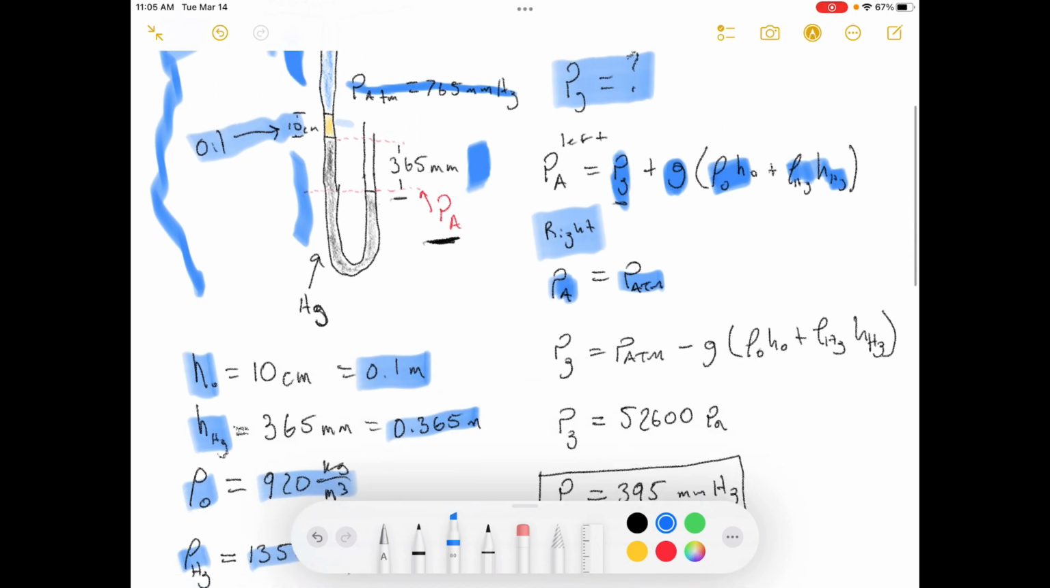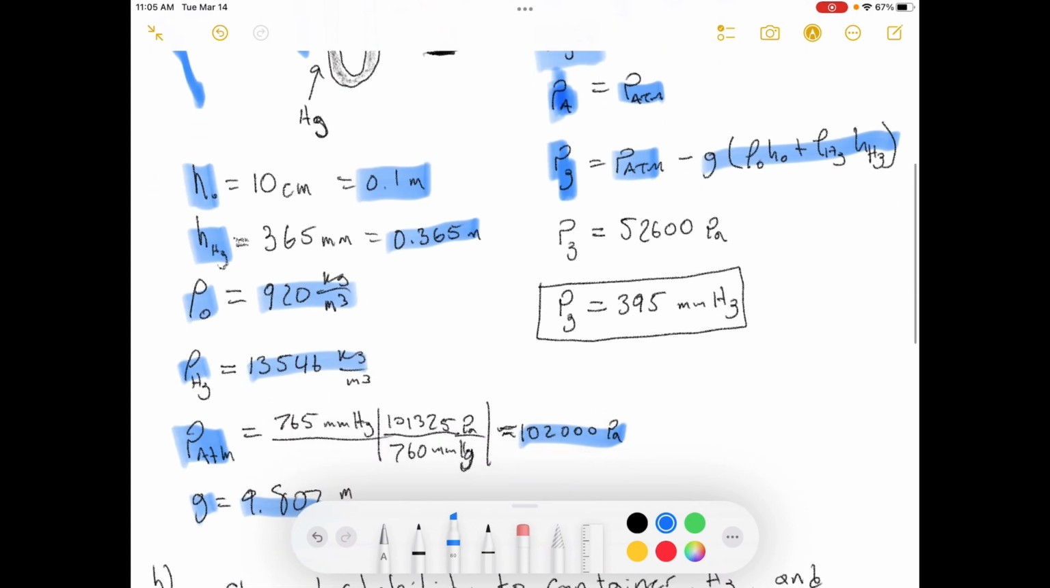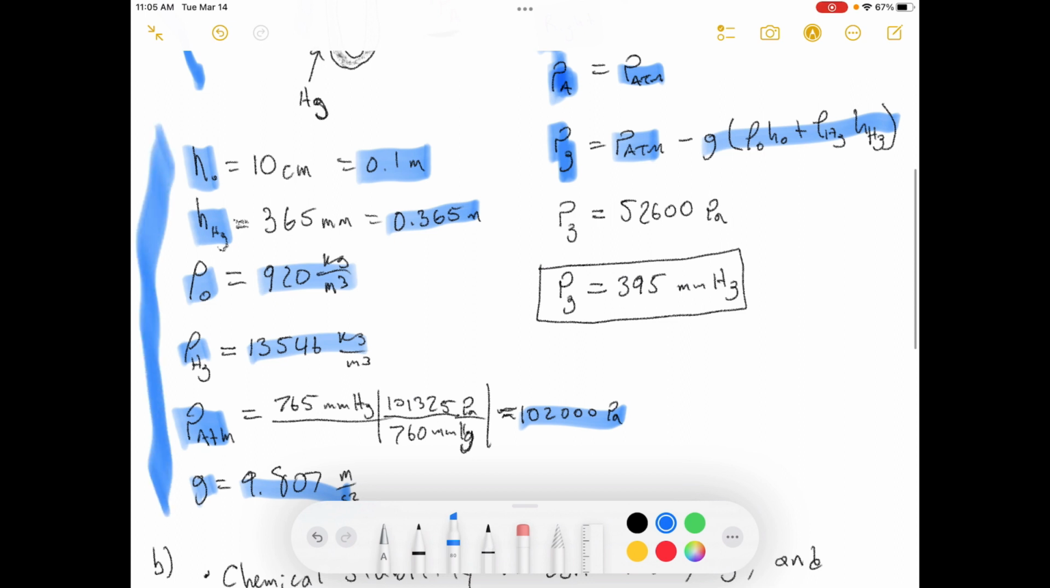Okay, now we have our left-hand equation and our right-hand equation. We can put these two things together and rearrange some of the terms. So we have that PG is equal to the atmospheric pressure minus the pressure head on the left-hand side. And we know what all of these values are. We define them all over here, so basically just substitute all these values in and crunch the numbers.